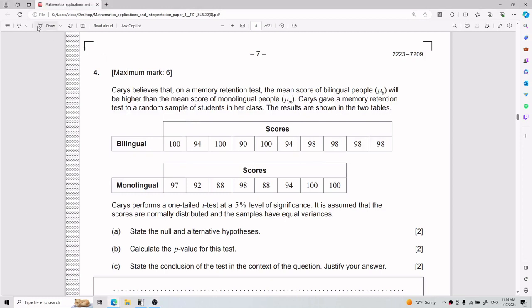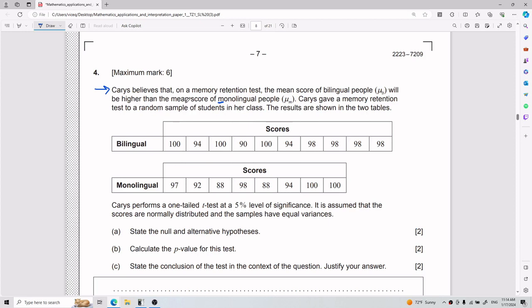Okay, and now for this fourth one, we have that Carrie believes that on a memory retention test, the mean score of bilingual people, μB, B for bilingual, will be higher than the mean score of monolingual people, μM, for monolingual. Okay, so Carrie gave a memory retention test to a random sample of students in her class. The results are shown in two tables.